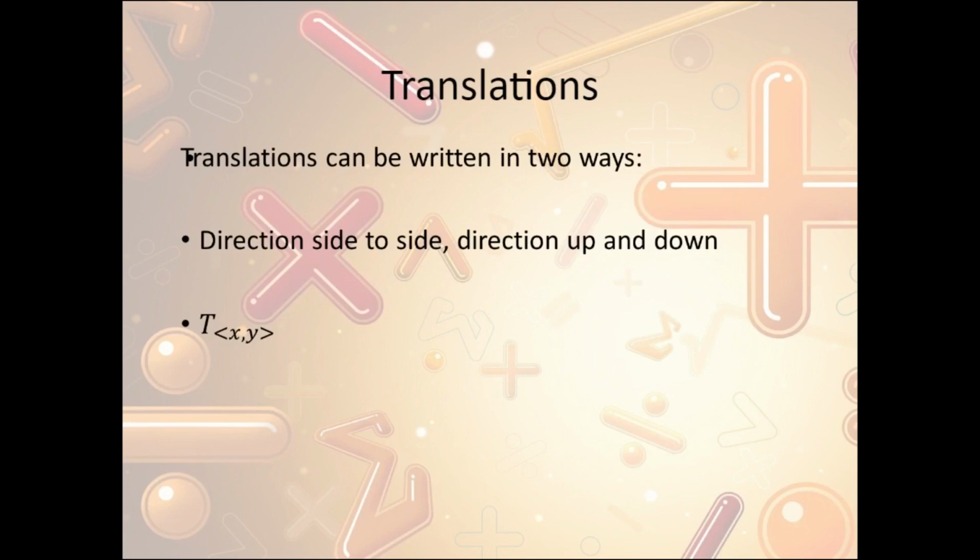There are two ways that translations can be written. We could write it as a direction, side to side and up and down. So we could say we're going to move to the right 6 units and then down 4 units. Or we could write it this way: T, then these little carets, and then x, y. X represents the change in the x, so the side to side movement. And the y represents the y movement, so the up and down movement.